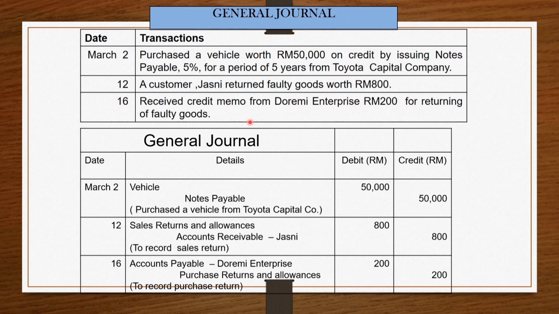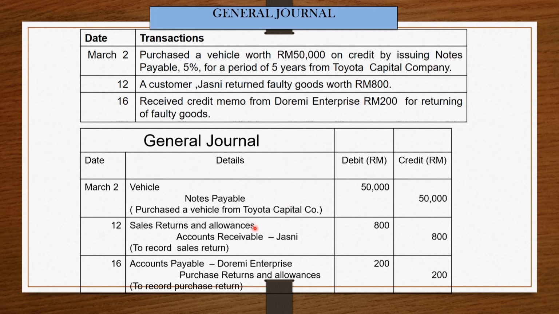And the third one represents purchase return. So we look at the first transaction, 2nd of March, debit vehicle 50,000 because it will increase asset, and credit notes payable 50,000. It will increase liability. Okay, don't forget to write down the narration: purchase a vehicle from Toyota company.